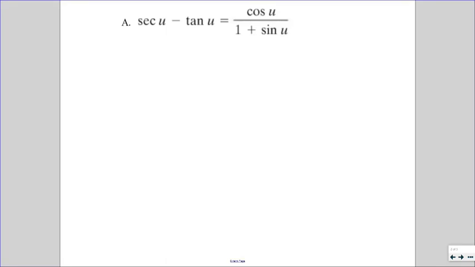This is Proofs Day 2. We're on page 5 of the student note packet, and there are 3 examples we're going to walk through, and then you guys should be able to get started on your homework.